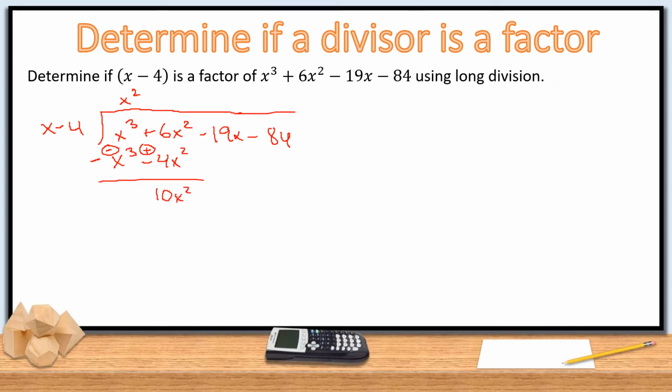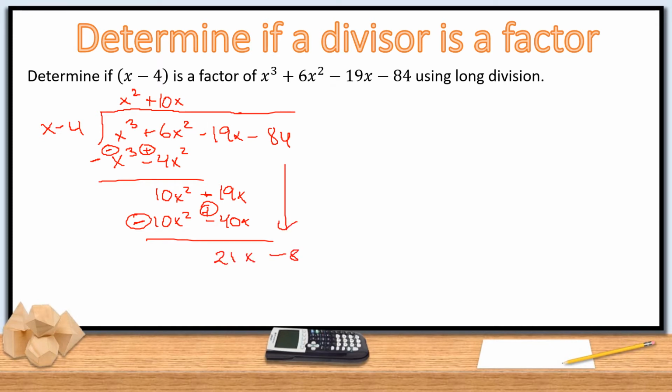So then you would have x times what is 10x squared, it would be plus 10x. And that would be minus 40x. So the 19 has come down. Become minus 10x squared plus 40x. So that would be 21x. And then the 84 is coming down too.